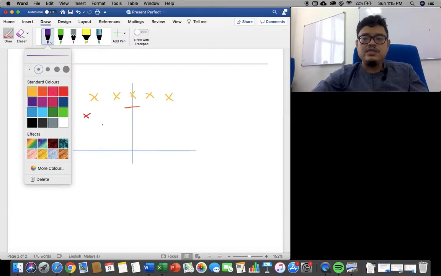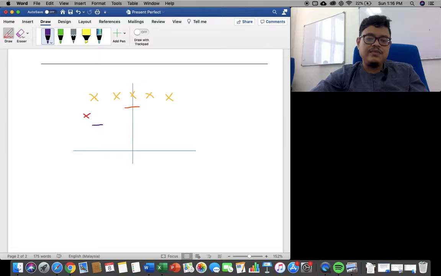For the past continuous, it is the same as the present continuous. It is used for actions that happen for a prolonged period of time. But as you can see, we use it for actions that happen in a prolonged period of time in the past. So that's why we use the past continuous.